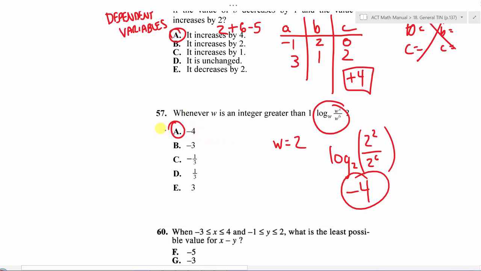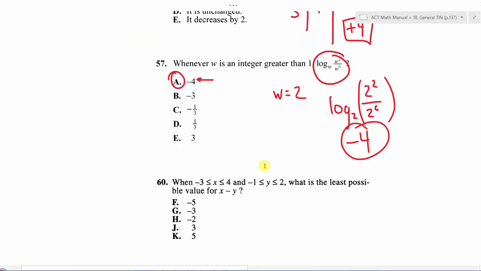In case I haven't mentioned it already, remember there is obviously no need to check the other answers when we're general tinning, because only one answer can equal -4. This is not like Vita where we could get doubles. There is no way to get doubles when we're doing general tin. So that is how we would deal with a logarithm question.